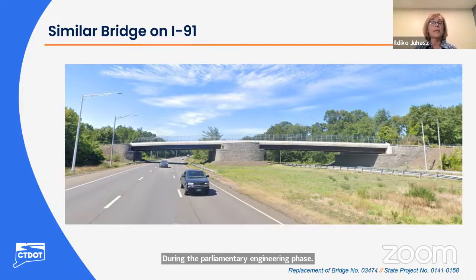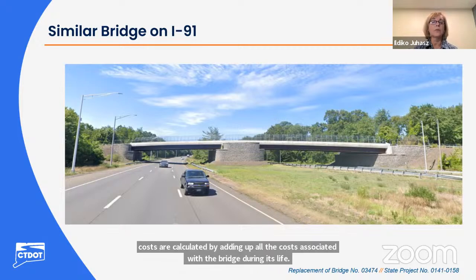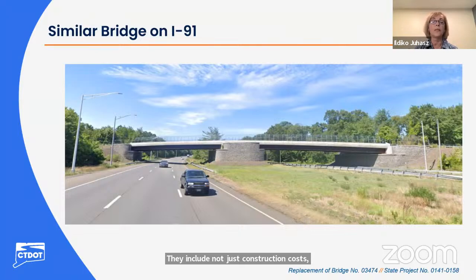Life cycle costs are calculated by adding up all the costs associated with the bridge during its life. They include not just construction costs, but costs of inspections, routine maintenance, painting, minor repairs, as well as anticipated future rehabilitation and strengthening, as well as the demolition costs at the end.